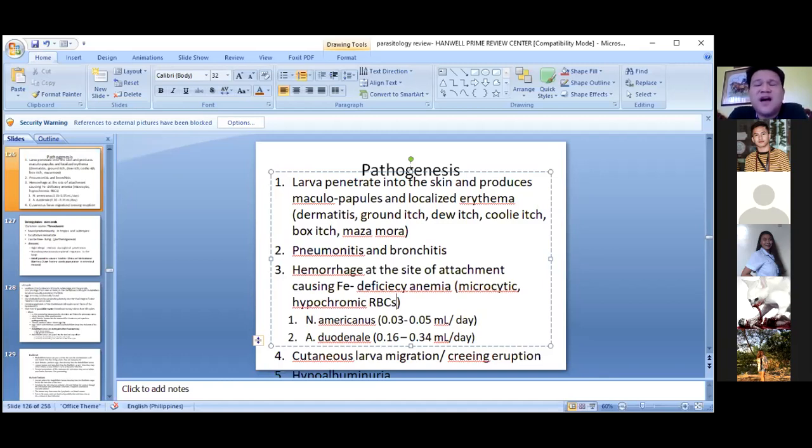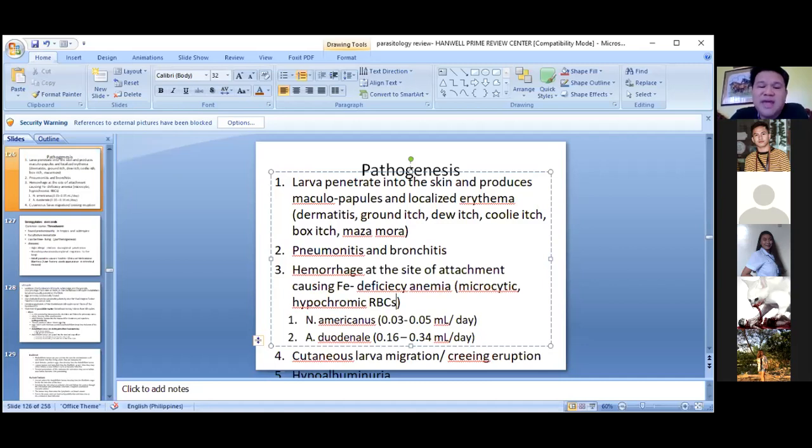So, how much blood loss is expected for the hookworm infection? For Necator americanus, you have 0.03 to 0.05 ml per day. But mind you, my dear students, it is per parasite. And for Ancylostoma duodenale, they have 0.16 to 0.34 ml per day per parasite. So it's obvious that duodenale is a more serious infection as compared to Americanus.